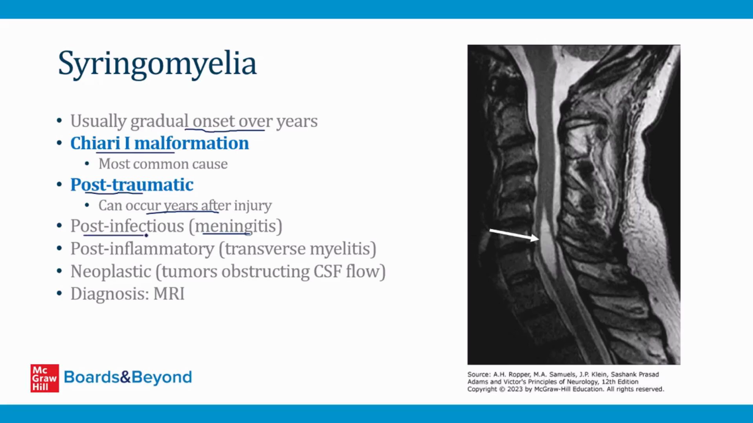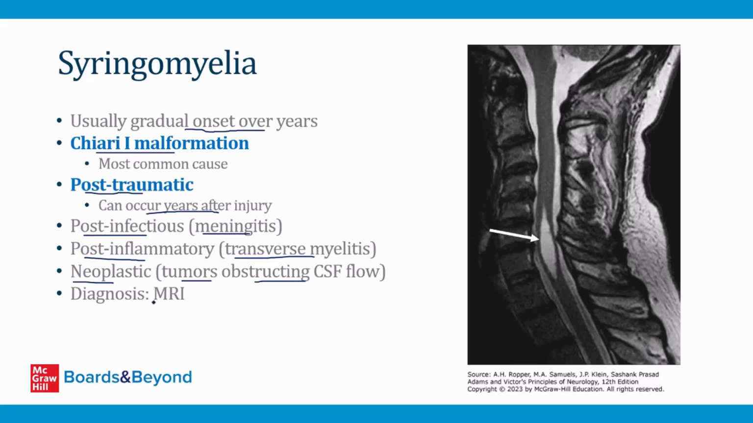This is post-infectious. You can also see a post-inflammatory syrinx develop after someone who had transverse myelitis, for example, associated with multiple sclerosis. There are also neoplastic syrinxes that form. This is when tumors obstruct CSF flow, and that can lead to a cavity.